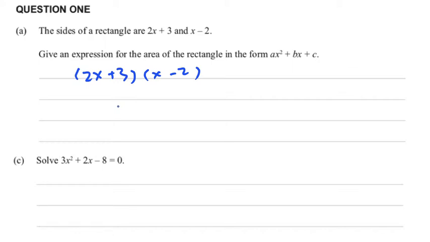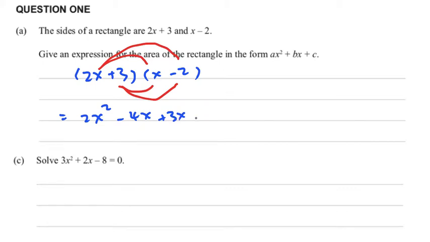Now this is really just expansion, right? We're going to do first, outside, inside, last, which is FOIL. First, 2x times x, 2x squared. 2x times negative 2, outside, negative 4x. 3 times x, 3x. 3 times negative 2, negative 6. Let's tidy up. 2x squared, you can see minus 4x and plus 3x, so you should have negative x left, minus 6. And that is exactly the required form.